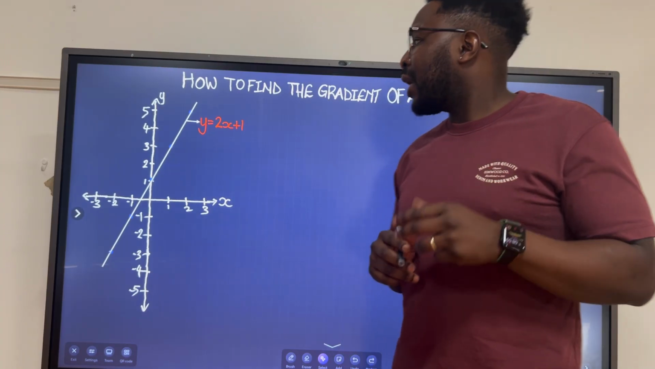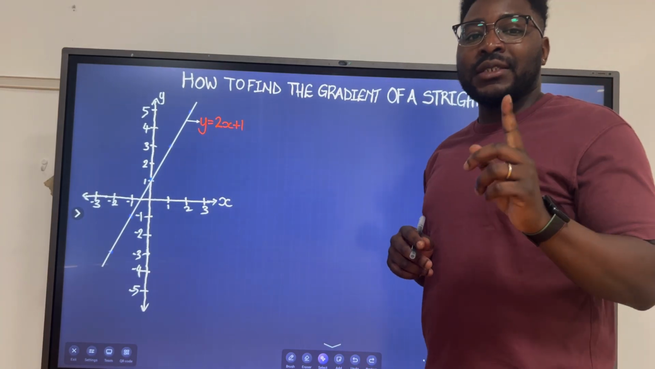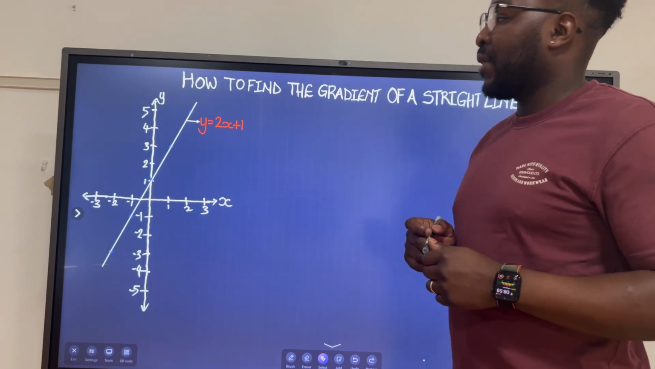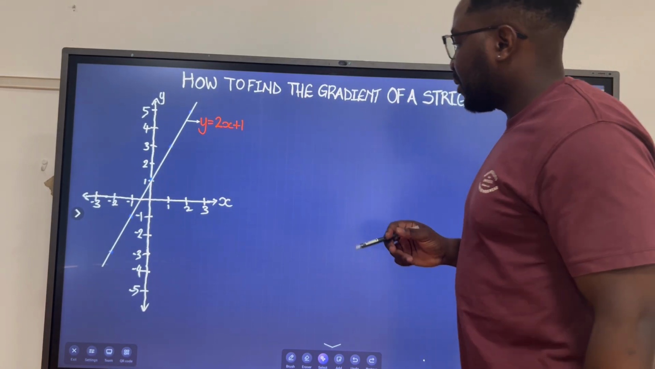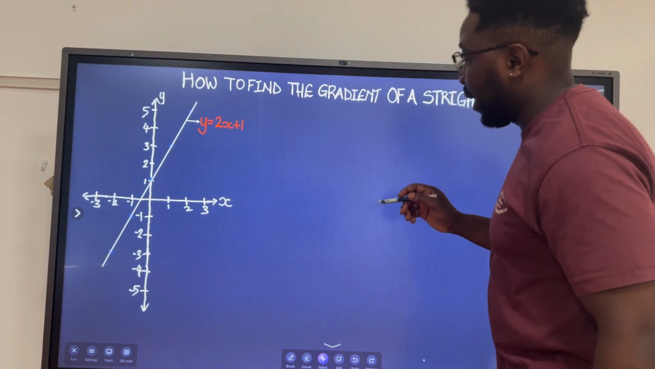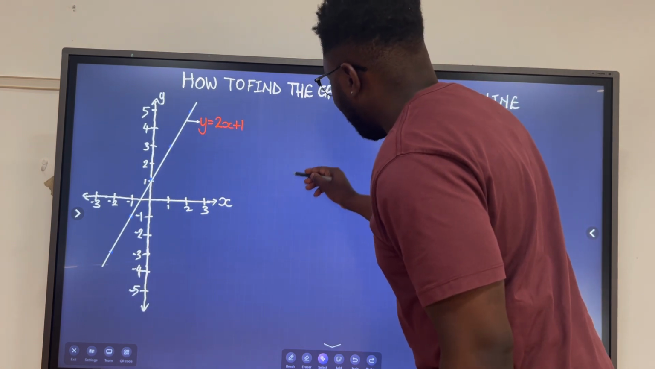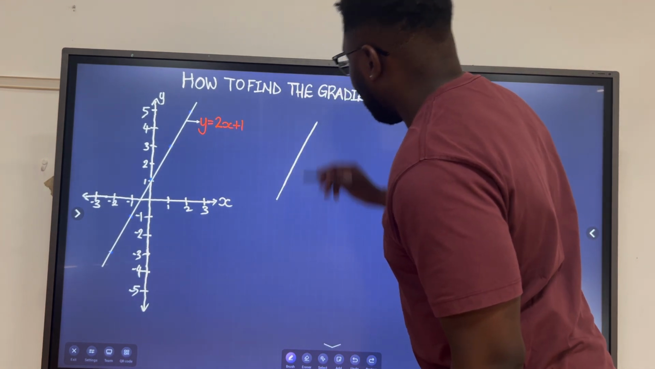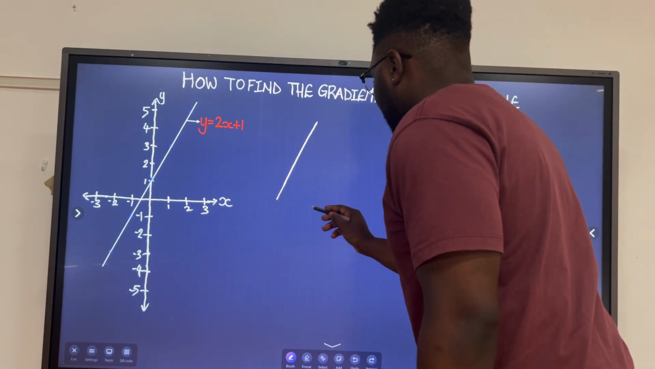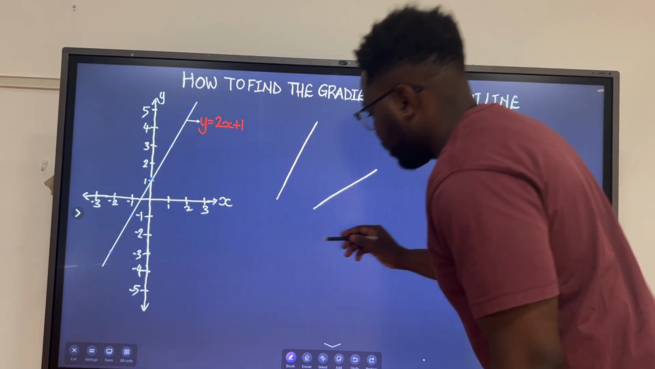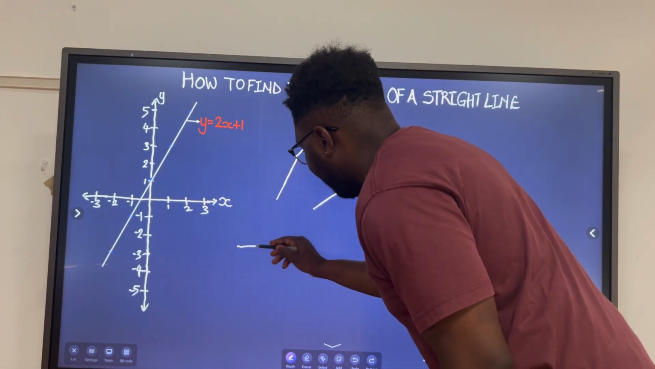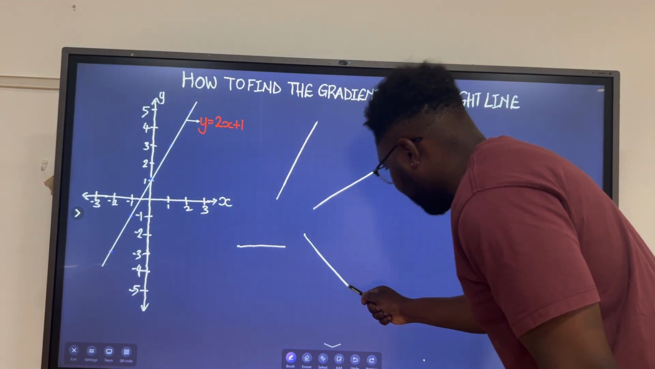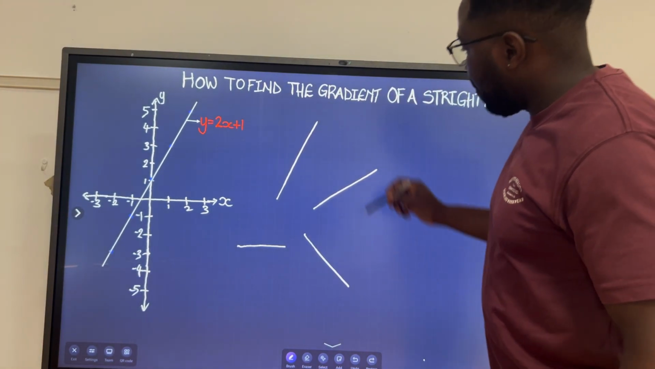Now, talking about the gradient, the gradient is the measure of how steep a straight line is. So let's look at these four straight lines over here. We have this straight line over here, and another one, and we have a flat straight line, and we have another line going down like that. So let's compare these two.